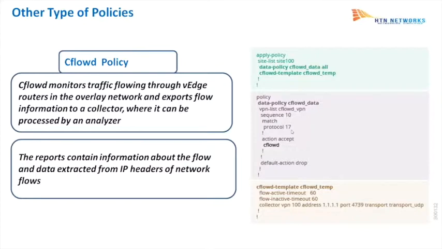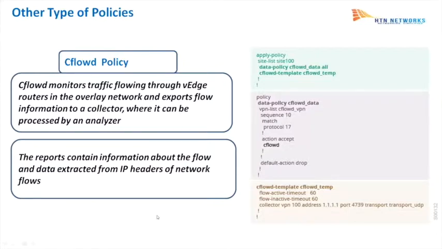If you see the bottom part, the last line is showing you the collector, which is sitting in VPN 100, and the collector IP address is 1.1.1.1, and the collector is expecting to listen to this information on port number 4739. So you have to define this information, where the collector is, and this policy will generate the flow data and send it to a collector sitting at this location on the network. So that's how you define policies for various purposes.